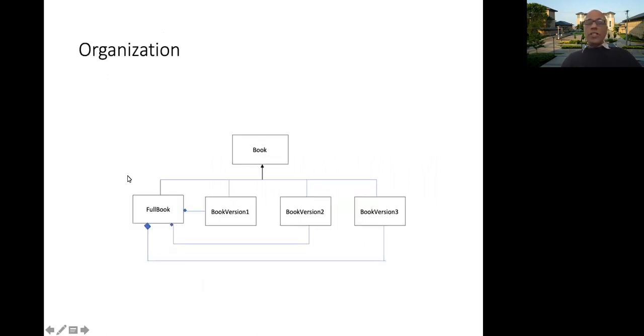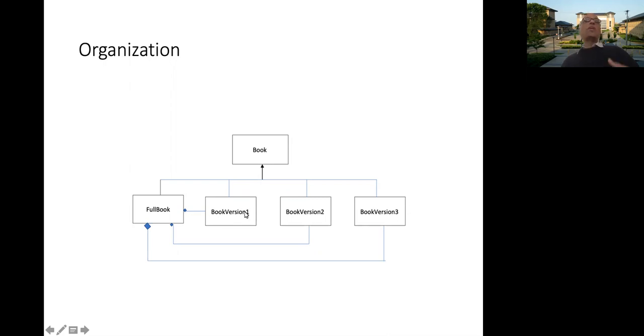So here is the organization for book. A book is an abstract class at the top of the hierarchy, and we have different versions of books. One is a full book, which allows unlimited access to all the fields. You can read and write any field. Then we can have different versions of the book class, like version 1, version 2, version 3.